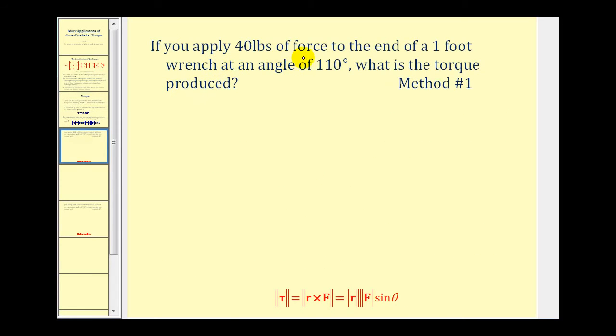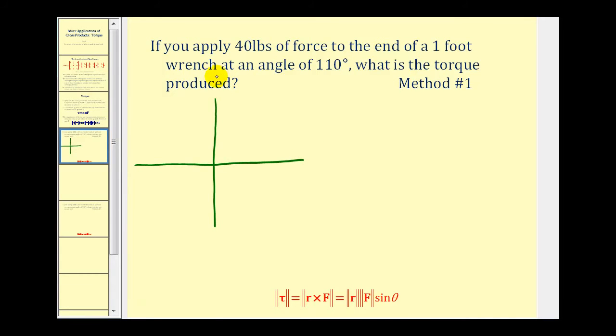If you apply 40 pounds of force to the end of a 1-foot wrench at an angle of 110 degrees, what is the torque produced? So we want to find the magnitude of the torque, and for this method we're going to find the magnitude of r crossed with F. Let's go ahead and make a diagram to represent this situation. Even though we know we have to be in R3 to cross two vectors, we're going to represent this in 2D and just let the z component equal 0.